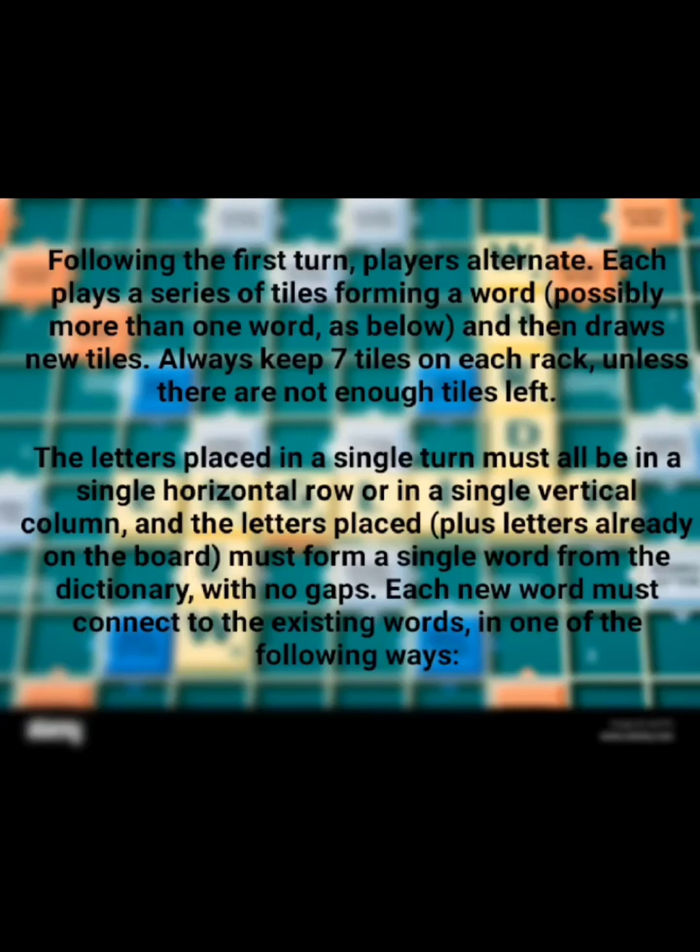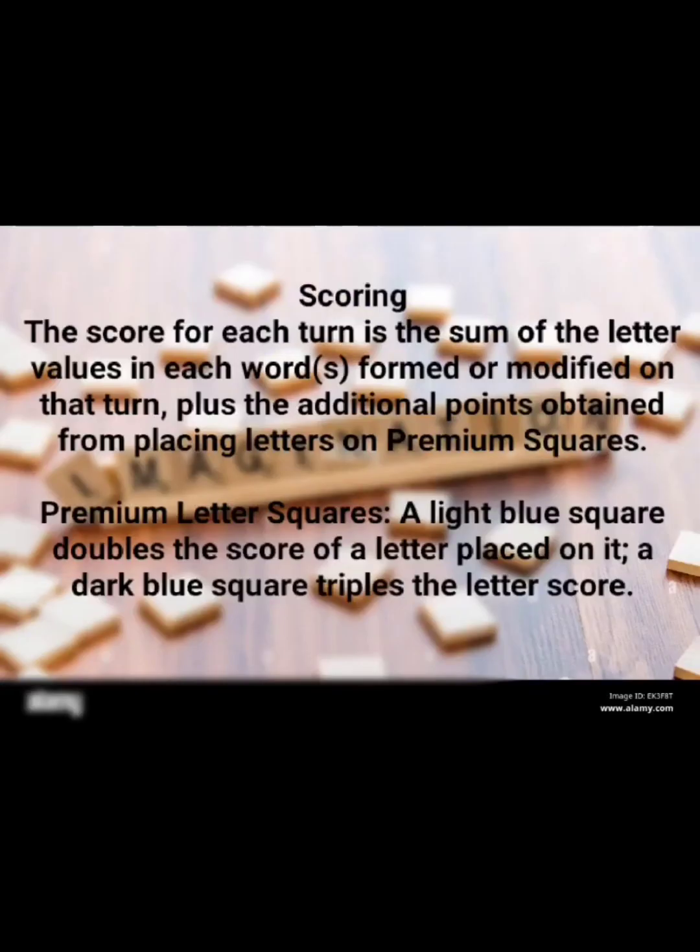Scoring. The score for each turn is the sum of the letter values in each word formed, plus additional points gained from placing letters on premium squares. Premium letter squares: a light blue square doubles the letter score. A letter placed on a dark blue square is a triple letter square. Premium word squares affect the score of the entire word. A word with a letter placed on a pink square is doubled, and on a red square is tripled.